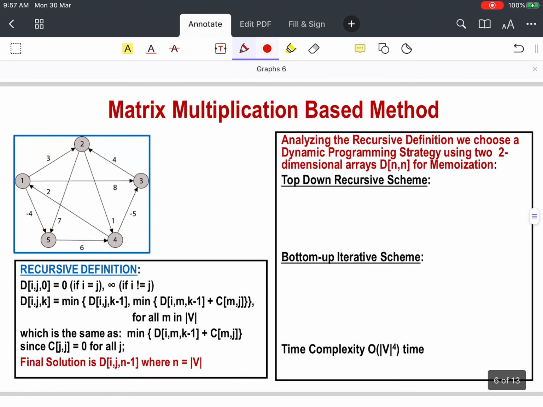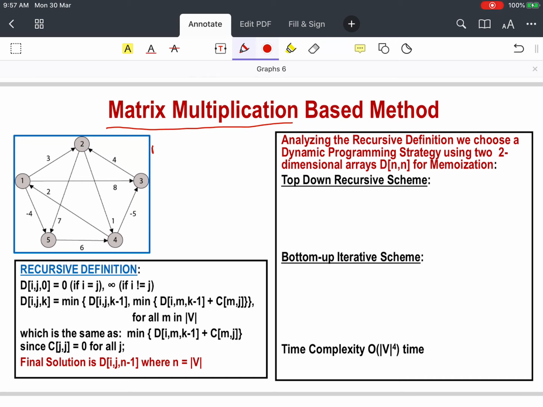Now we come to cases where we want to improve this algorithm from an order E into V squared to anything better that we can do. So we now look at algorithms which are based on what is called matrix multiplication. We again approach this from our recursive definition point of view.